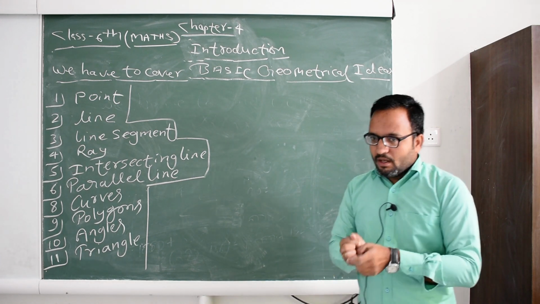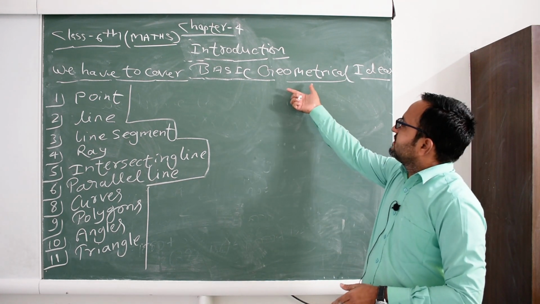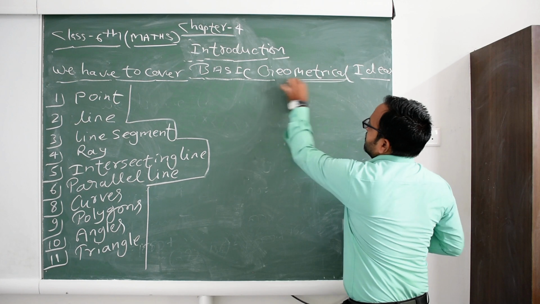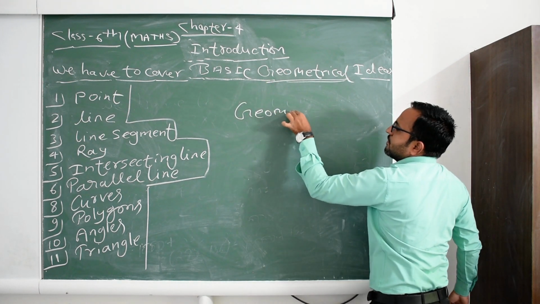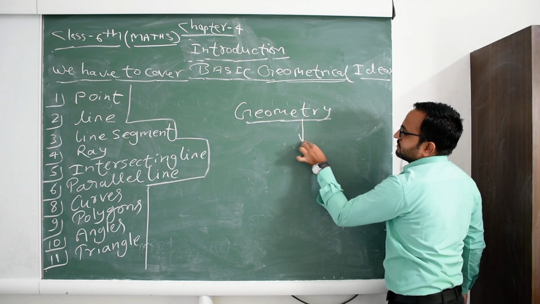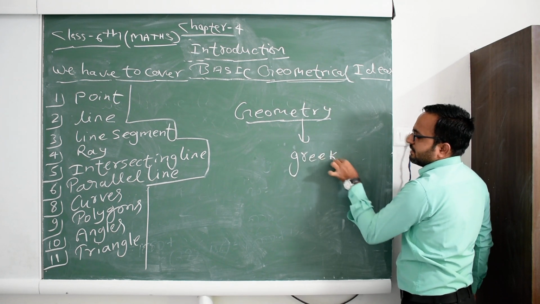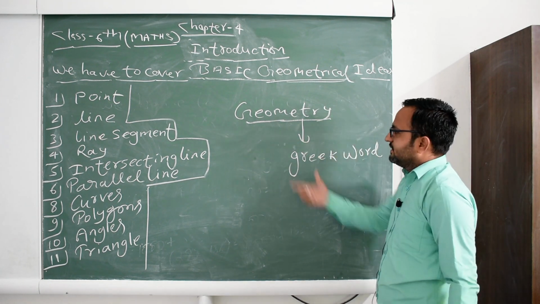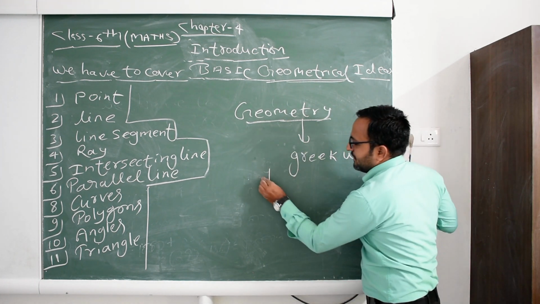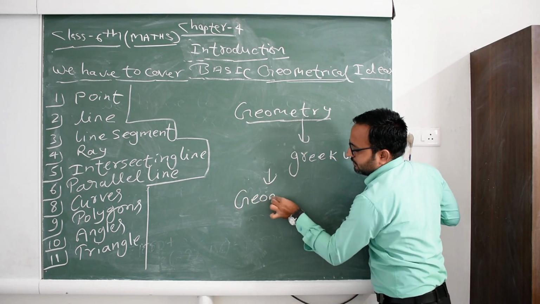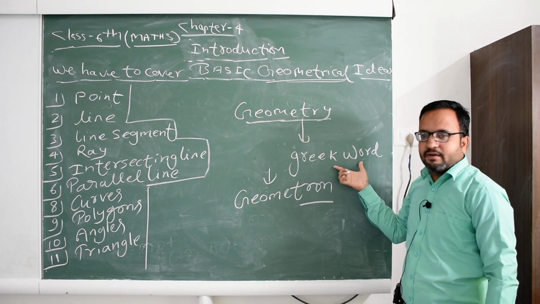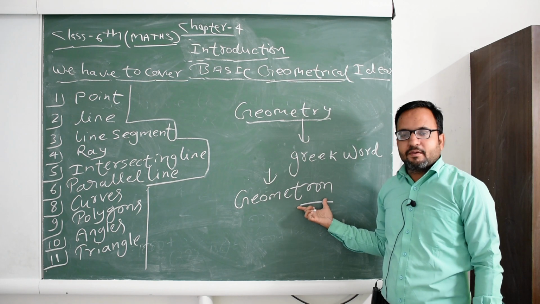Okay, so in this chapter, as you know, the chapter name is Basic Geometrical Ideas. That means first we discuss geometry. What is geometry? Geometry is a Greek word, derived from the word geometron.